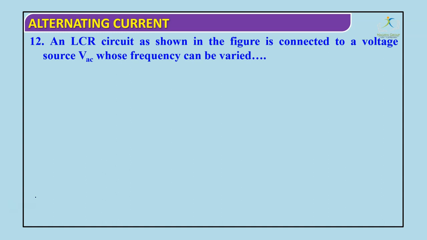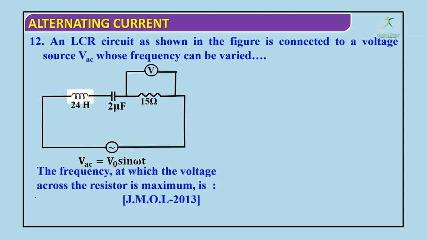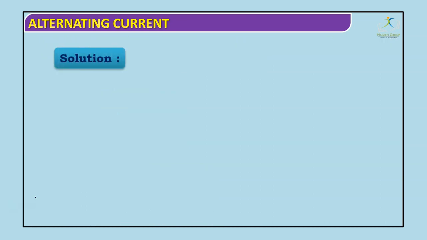Whose frequency can be varied. The frequency at which voltage across the resistor is maximum: 23 Hz, 345 Hz, 902 Hz, and 143 Hz. The correct answer is 23 Hz. Let us see the solution of this question.